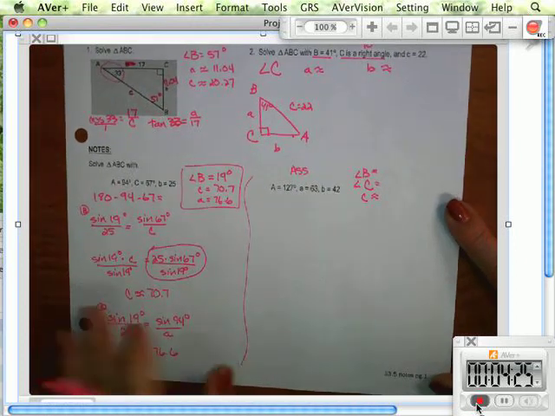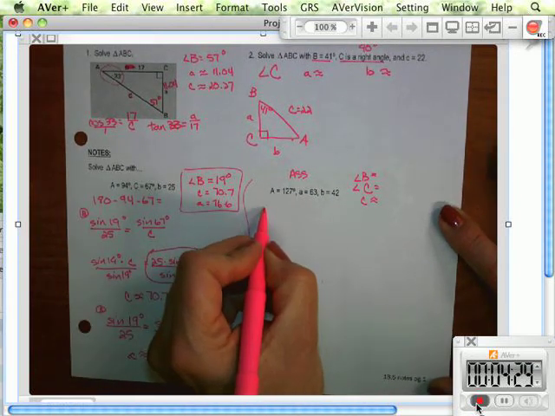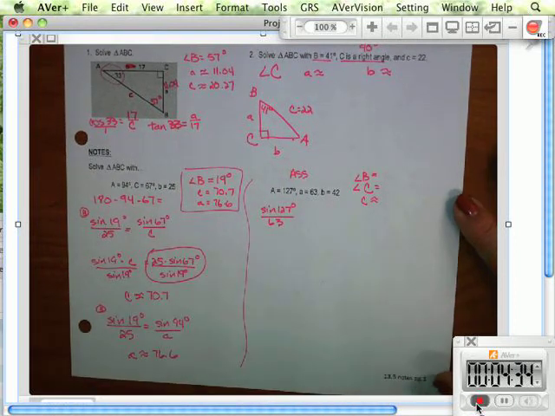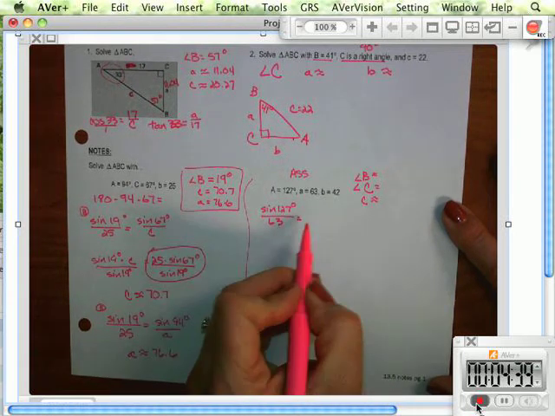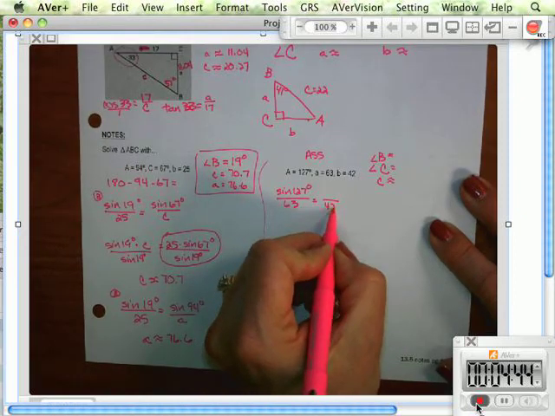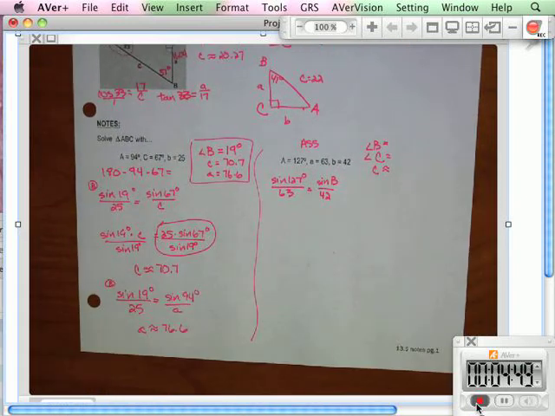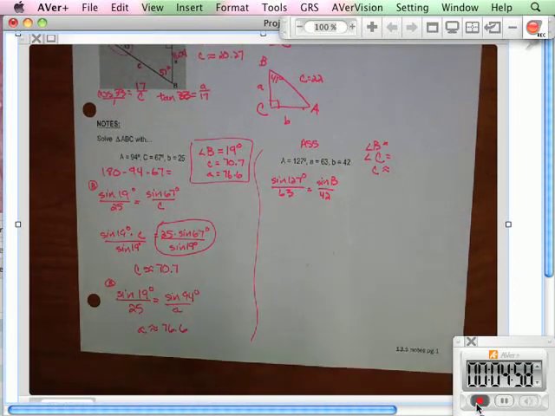I only have A here, which is the only ratio I can start with. So I'm going to say the sine of 127 degrees over 63. I only have side B, so I have to use the B ratio. That side goes in the bottom, and it's going to be sine of B, whatever that is. Oh, we have to find an angle measure, which means we're going to use what on the calculator? Inverse. You have to find an angle measure, you're going to have to use the inverse button.